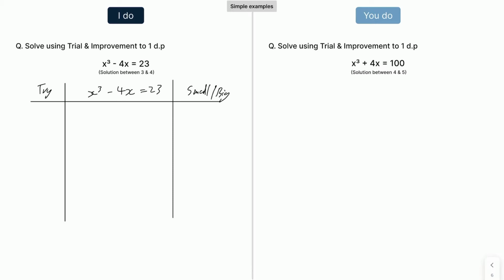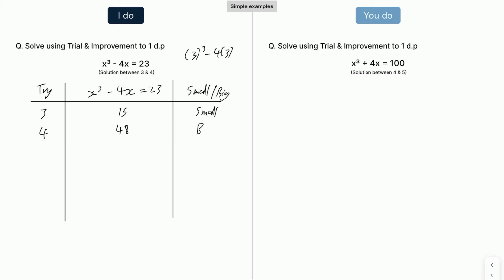Okay, so we're going to try what we've been given in the question. We've been told the solution is between 3 and 4. So the first thing we're going to do is try 3 and then try 4. The way you type this into your calculator is using brackets. So you're going to do 3 cubed minus 4 bracket 3. And when you type that into your calculator, you get 15 here. Now 15 is small because the answer we are looking for is 23. Okay, 15 is smaller than 23. When we try 4, we get 48. That is big. I'm just going to use the word B there.